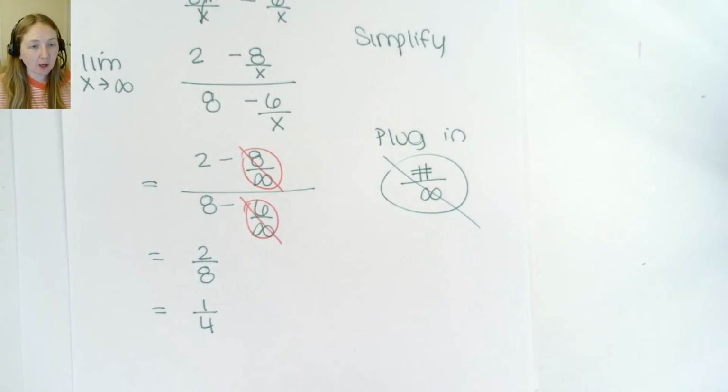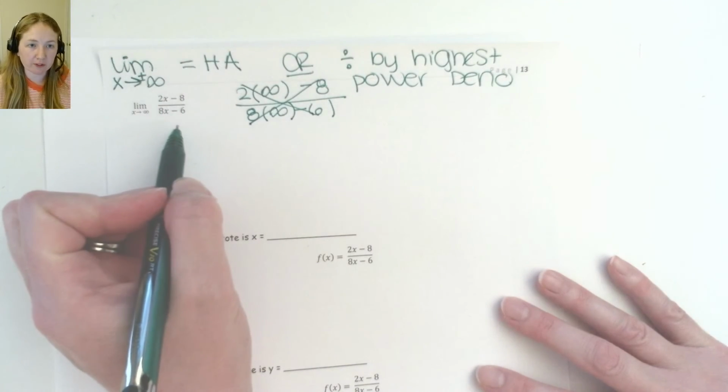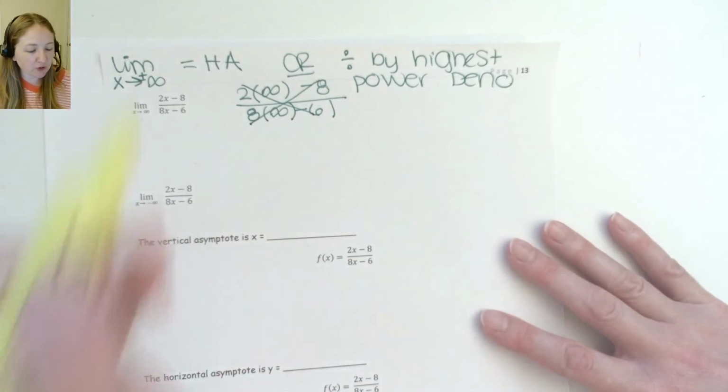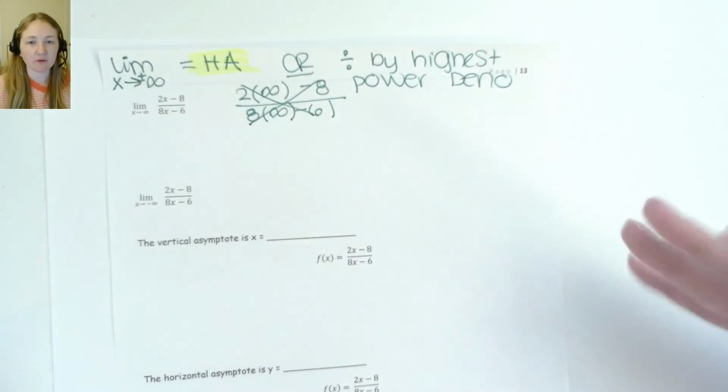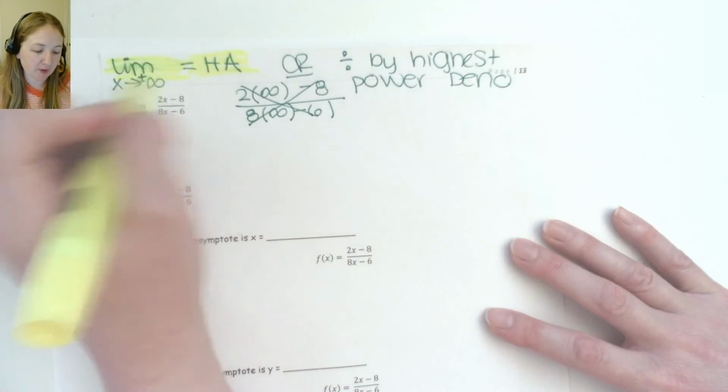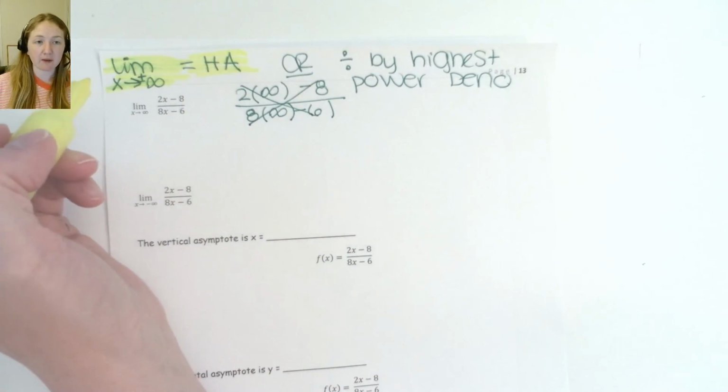So that's always an option for you, that you can revert back to our test 1 material where we divided by the highest power. However, it is technically not necessary, because for this question, we can find the horizontal asymptote since it's a rational function. So I think most students are probably just going to want to go down the route of the connection between horizontal asymptote and the limit. But you are welcome to divide by the highest power in the denominator. It will give you the same answer.